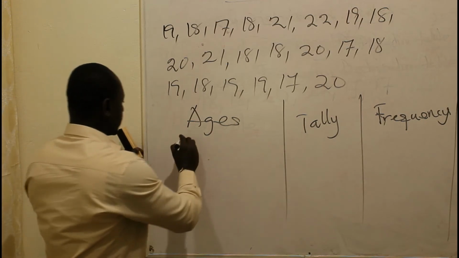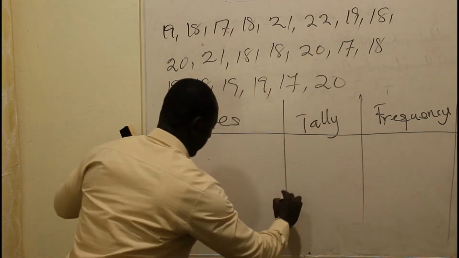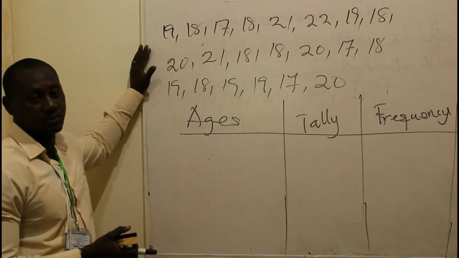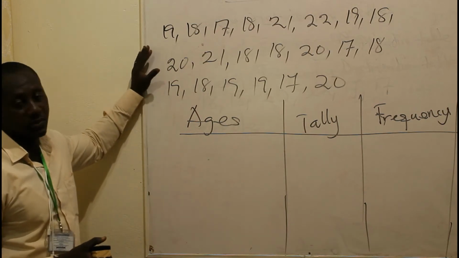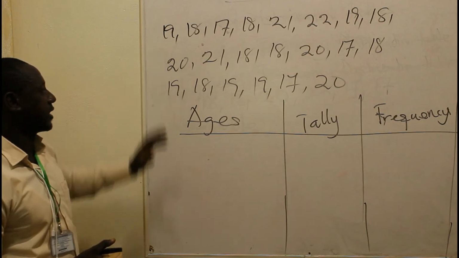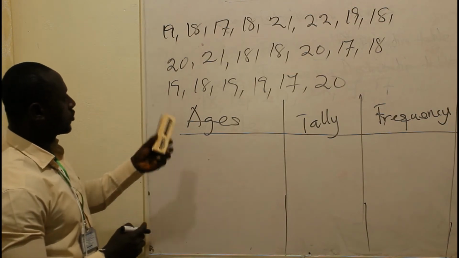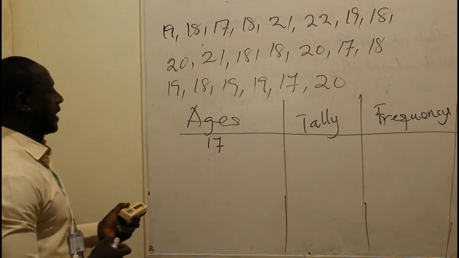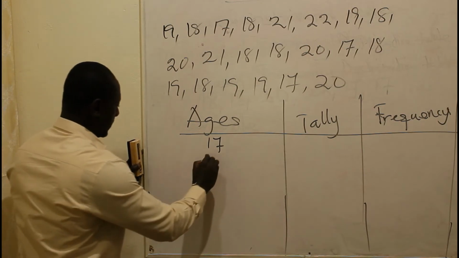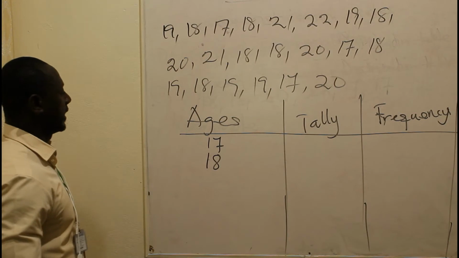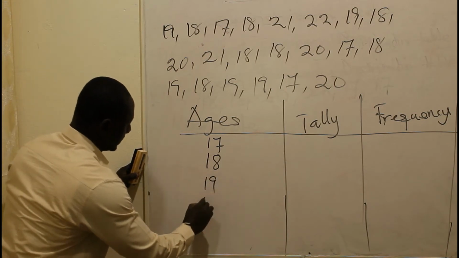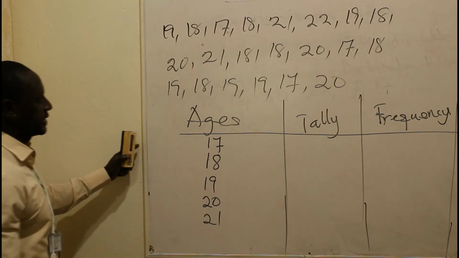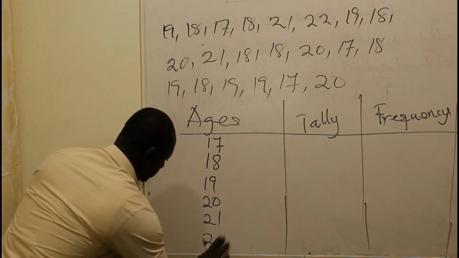So now we are going to do that. In doing so, let's go through our data values and look for the smallest value. When you go through, you see that 17 is the smallest value. So write 17. After 17, the next value to come is what? 18. And then the next one is 19, 20, 21. And I think the highest value in this case is what? 22.